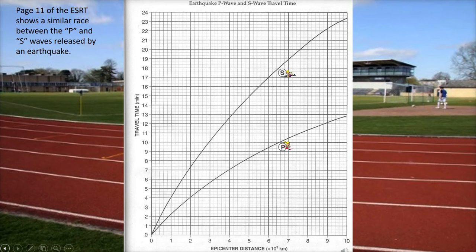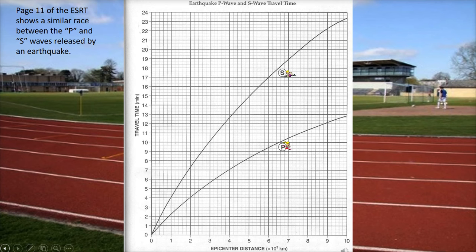Now that we have seen Priscilla and Scotty in action and have related that to real P and S earthquake waves, and how the lag time between when the P wave arrives and the S wave arrives can be used to get a sense of the distance, we're going to make this even more accurate and specific. The Earth Science Reference Table has a page, page 11, that shows how mathematically we can use the lag time to get an exact distance of where that epicenter is from our recording station or our seismograph station.